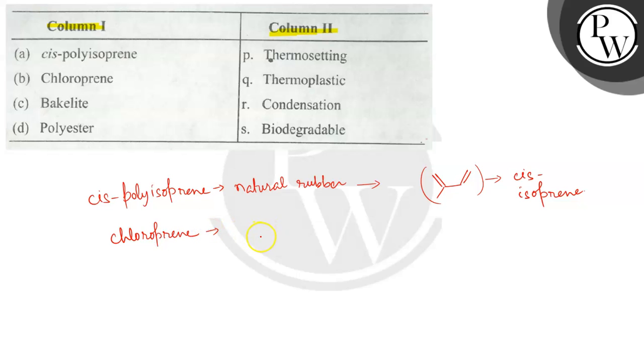Chloroprene, which is like this. So this is 2-chloro-1,3-butadiene. Now bakelite जो है वो एक thermosetting plastic है and which is a resin of phenol and formaldehyde. So अगर हम phenol and formaldehyde को polymerize करें in presence of heat, then we'll get this bakelite. Then the next polymer is polyester.